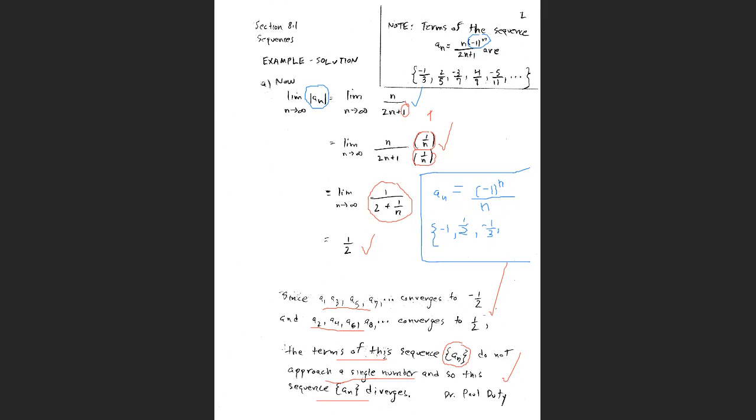Fourth term would be... good. So, we can continue on and on and on. So this sequence is oscillating. What do the terms of the sequence appear to approach as n gets large? They appear to approach 0. So that would be an example of a convergent sequence.